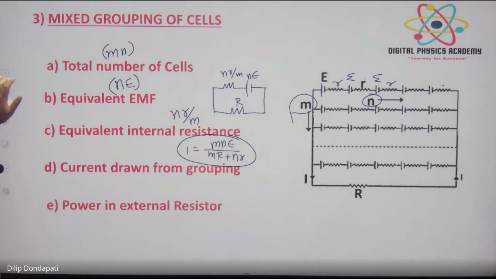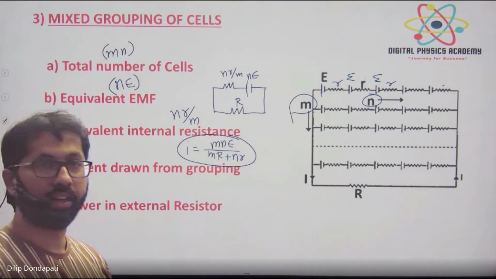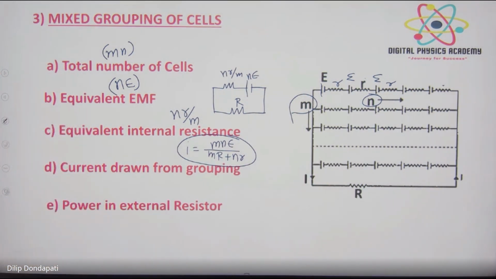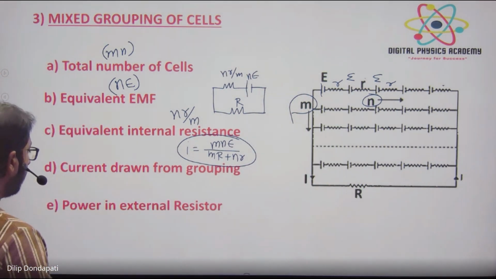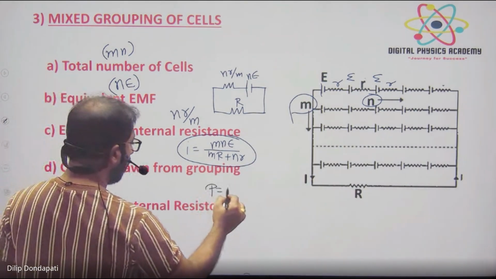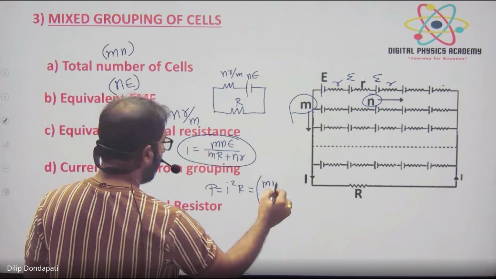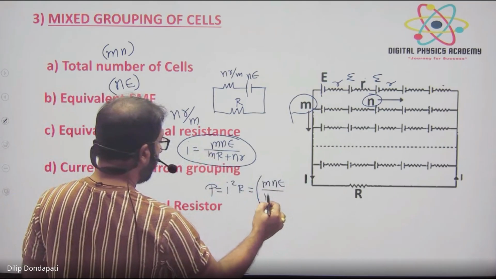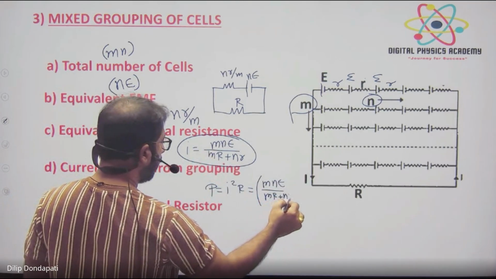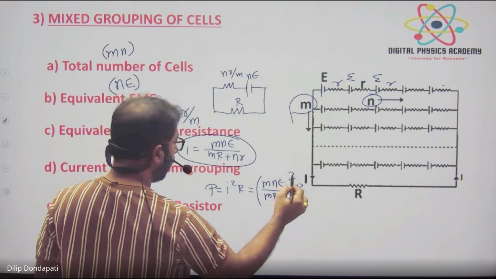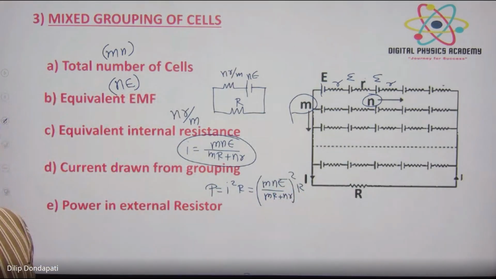If I know the current, I can find the power in the external resistor. You know the formula, right? I square R. Basic formula, it will come ahead also. Power in external resistance is P equal to I square R. Substitute in place of I: mnE by (mR plus nr) whole square times R. This much power, I square R.